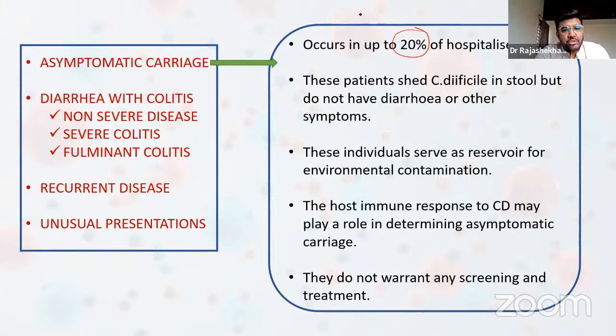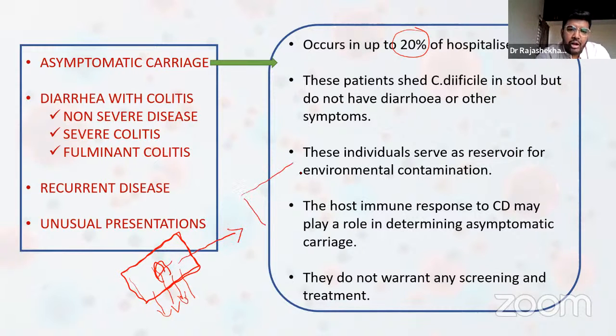The transmission rate associated with CDI is so high. For example, if a patient is admitted in one particular ward, and he is an asymptomatic carrier and transmits the CDI in this environment, then after this patient is discharged, the next patient coming in is also exposed to a significant risk. So this is how high a transmission rate these patients have. These patients shed the organism in stool, but they do not have any diarrhea or symptoms. So these individuals act as reservoirs for environmental contamination.